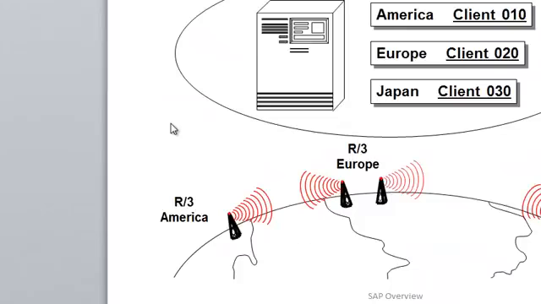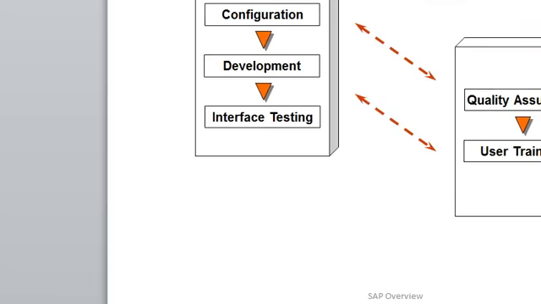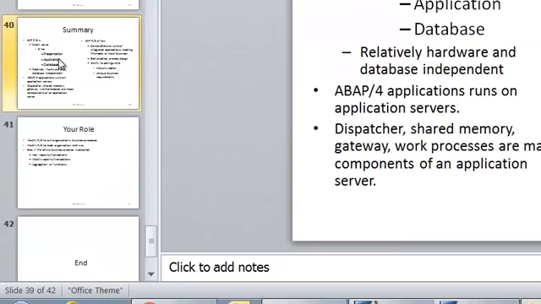Here, in a typical scenario, somebody in the US is working on client 10, somebody in Europe is working on client 20, somebody in Japan is working on client 30. So it's all different instances of the same server. You have the same server here, and these are the different instances of that server. At times there will be different client copies. Leave it for now.